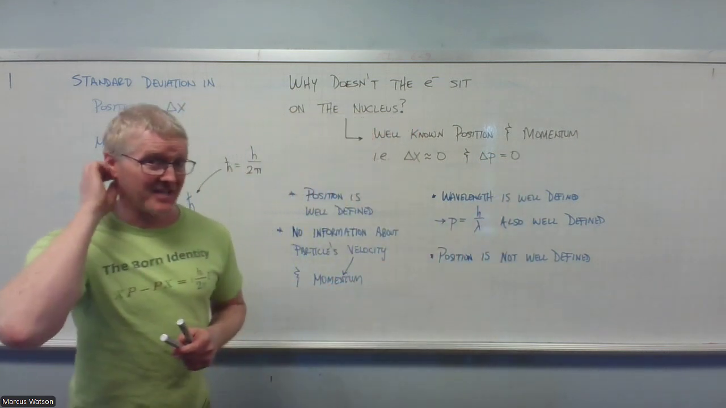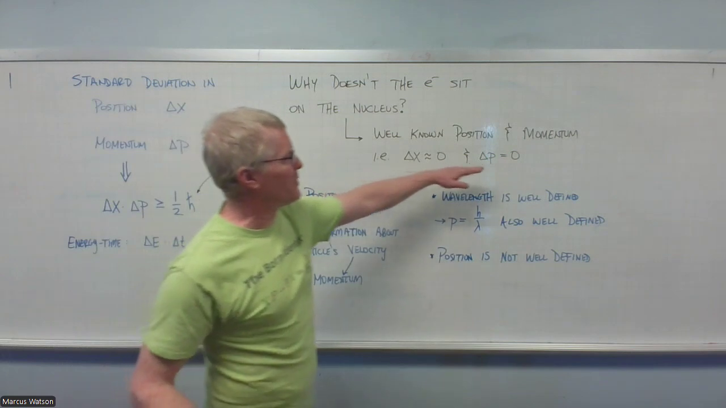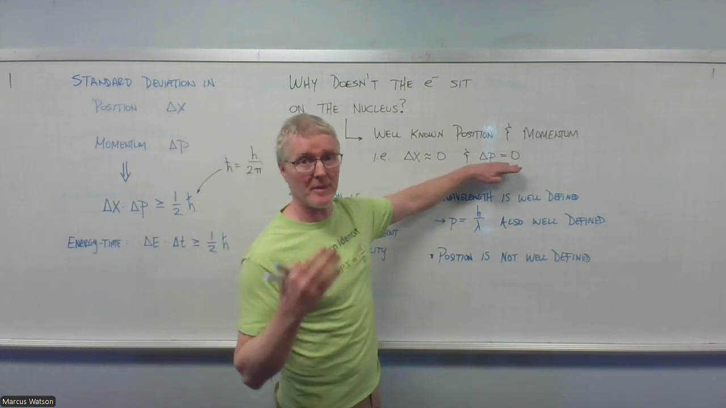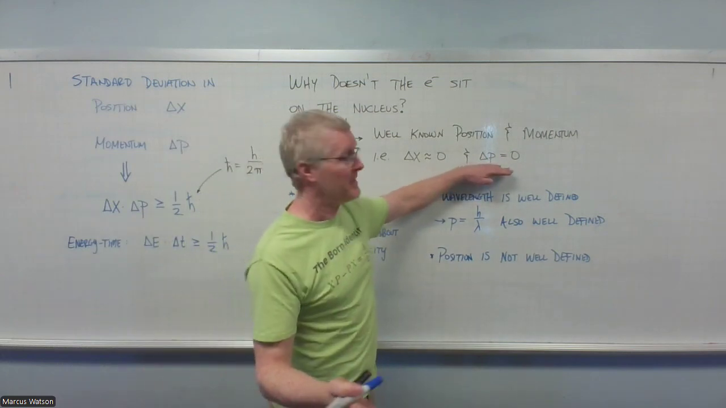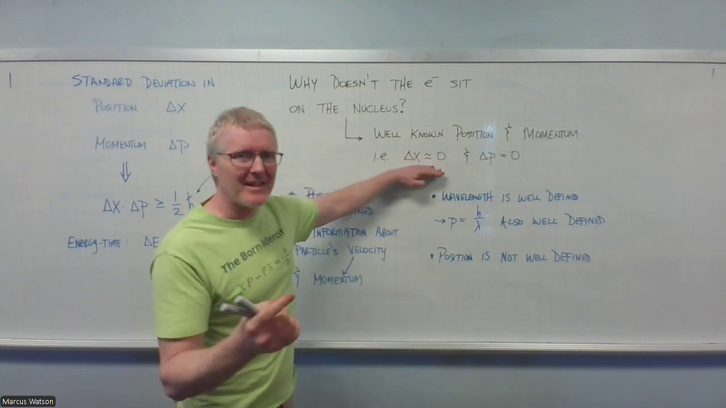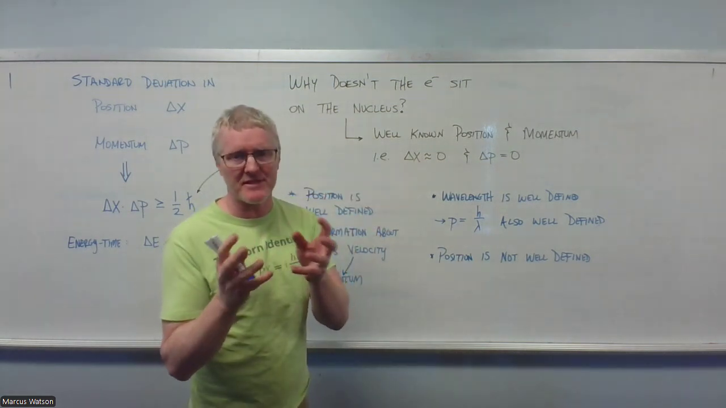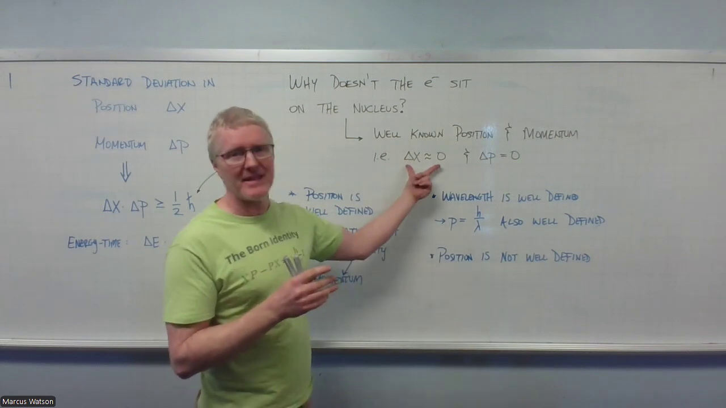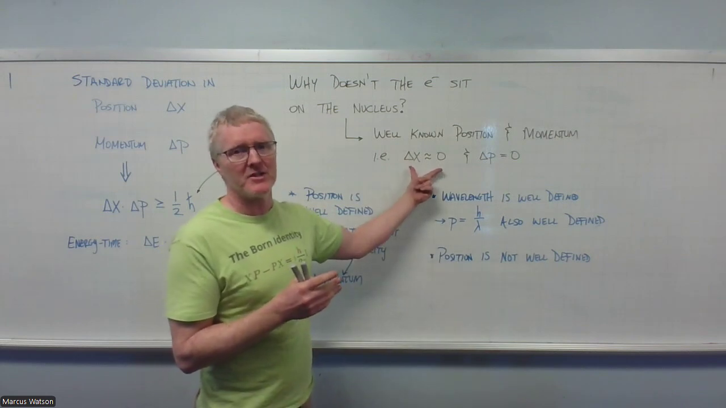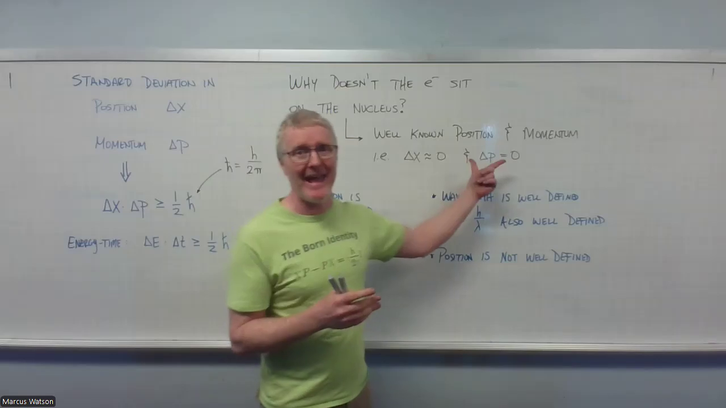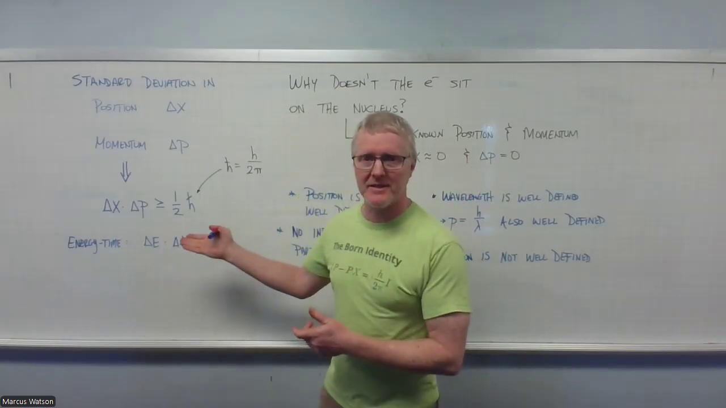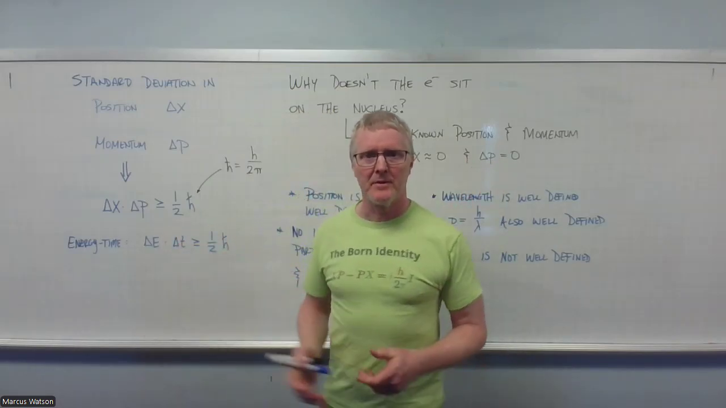Right? If it's sitting on top of the nucleus, it's not moving. So we would say that it has zero momentum, and we would be able to say that with pretty high certainty. We wouldn't say exactly where it was because the nucleus does have size to it. Nevertheless, that's a really small size. And so we would say that that's about equal to zero, and that's about equal to zero, and that violates the uncertainty principle. All right?